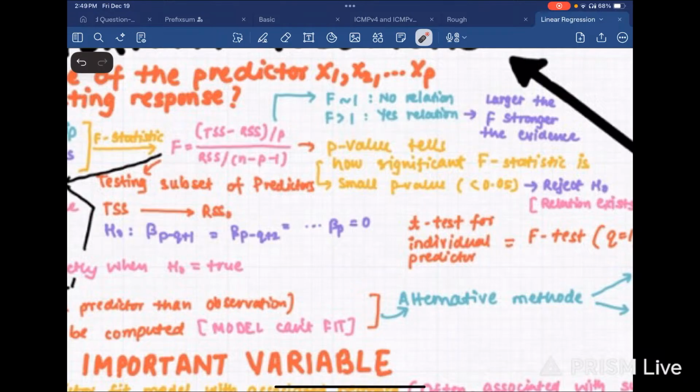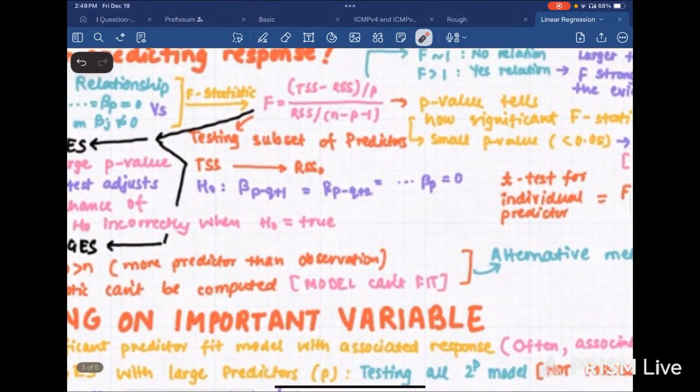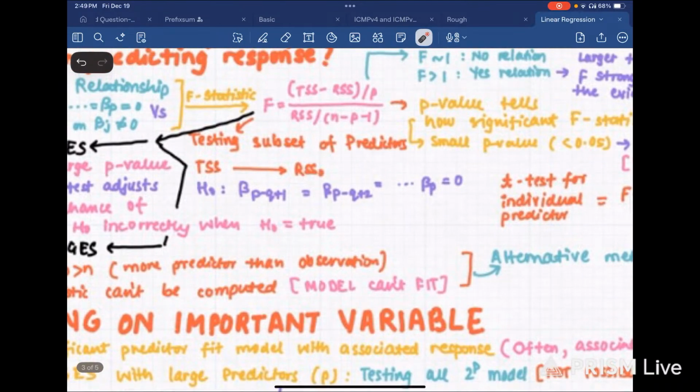The p-value here tells us how significant the F statistic is. A small p-value means the F statistic test is significant, so we judge that credibility using the p-value. If the p-value is less than 0.05, then we reject H naught and conclude a relationship exists. Next, testing a subset of predictors.